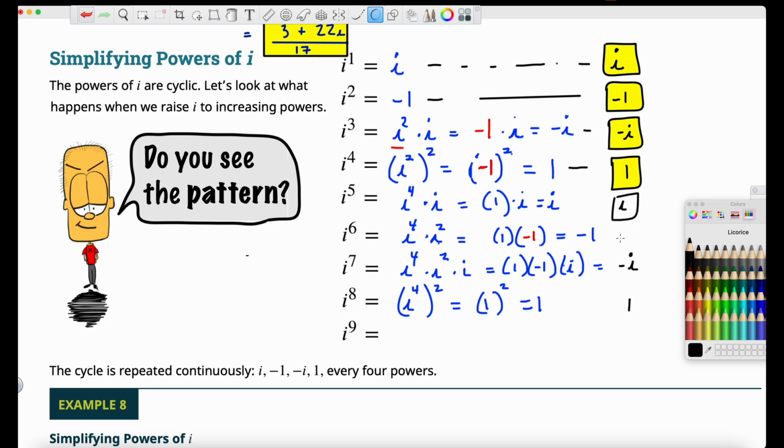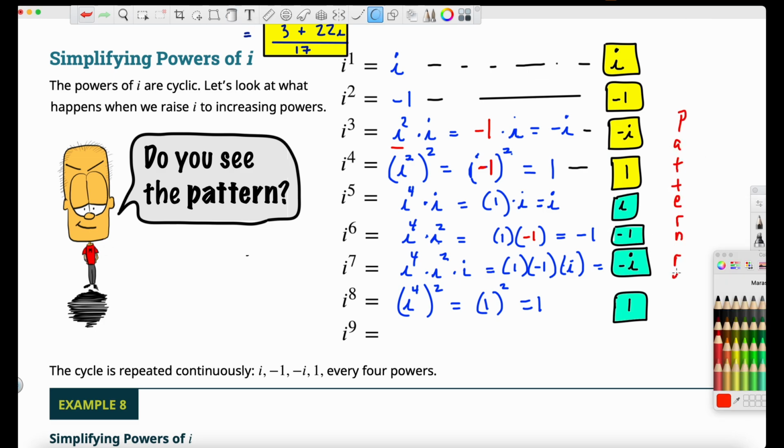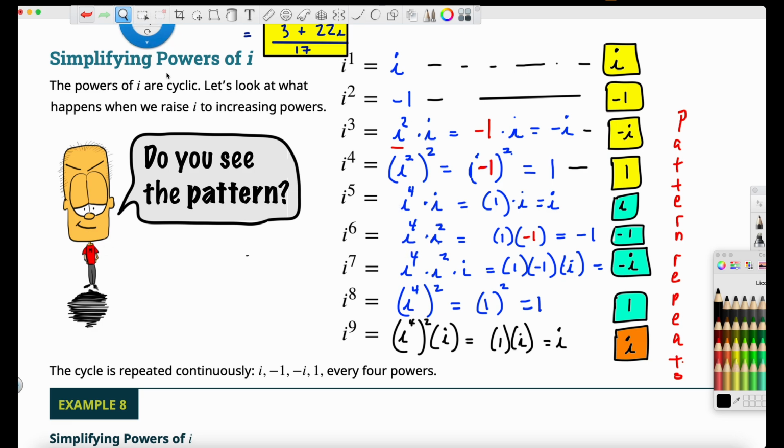Okay, so let's write 5 through 8 out. And let's see if you notice something. i, -1, -i, 1. Well, we have just repeated the pattern. So let's say i to the ninth, if it repeats, it would have to be i. So let's check it. i to the ninth we can write as i to the fourth squared times i, and i to the fourth squared we already know is 1 times i is i. All right, I hope that makes sense.